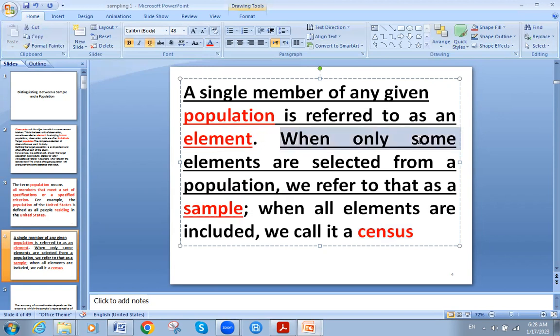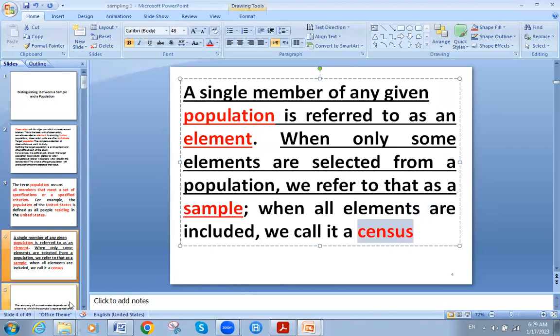A single member of any given population we call an element. For example, if your population is sick people, then one patient is an element. But when you choose more than one patient, we call this a sample. When all elements are included, we call it a census.